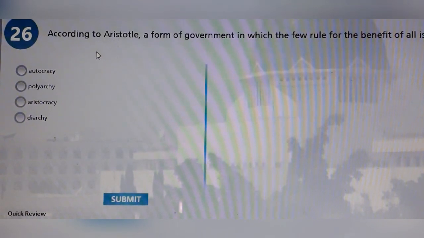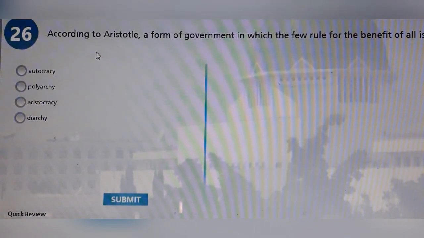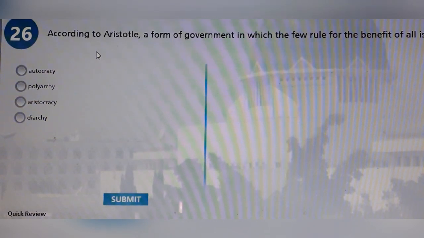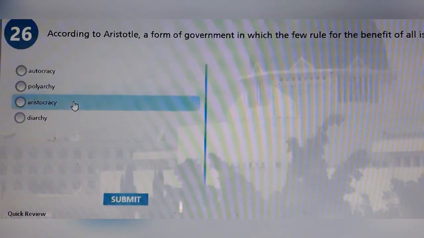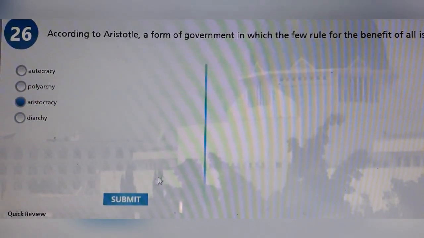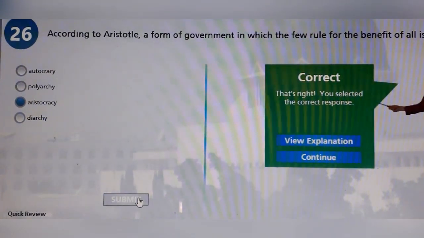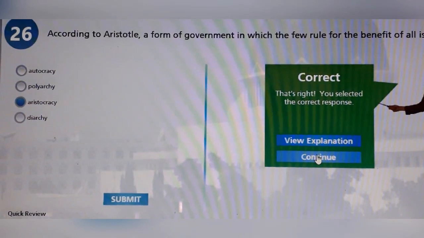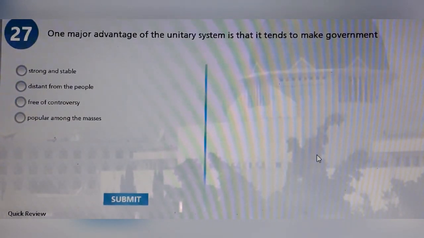Number 26 says, according to Aristotle, a form of government in which the few rule for the benefit of all is A, autocracy, B, polyarchy, C, aristocracy, or D, diarchy. Of course, when few rule for the benefit of all, that is a political ideology that is synonymous with aristocracy. Aristocracy, according to Aristotle, is when few rule for the benefit of all.